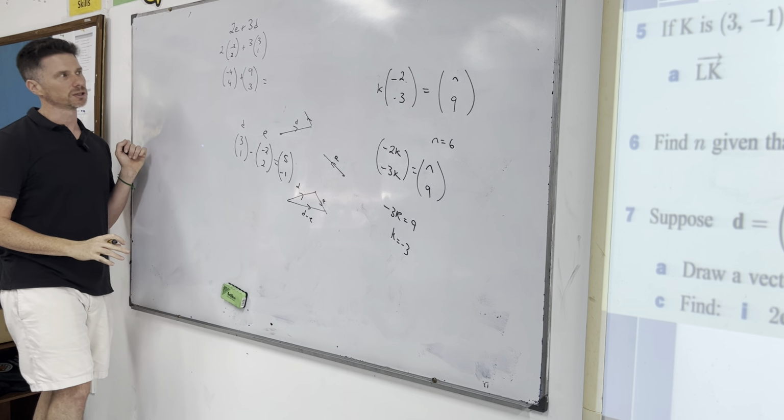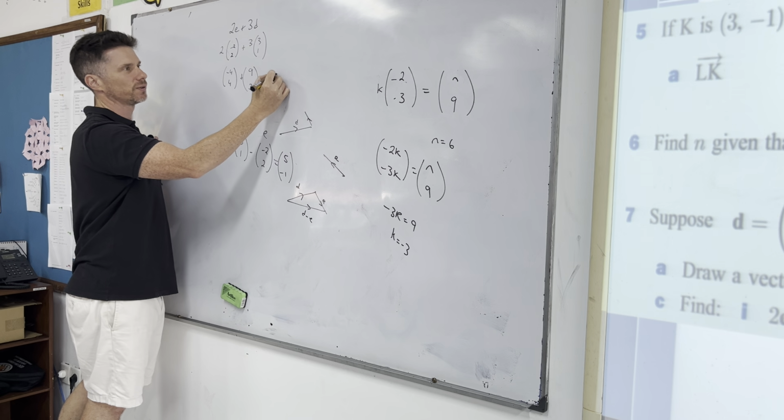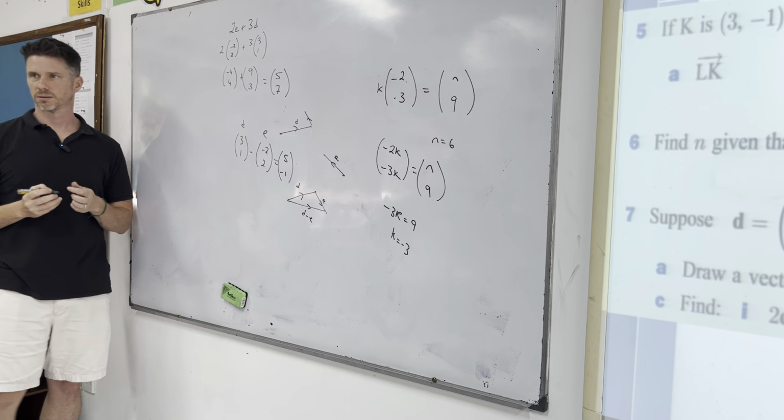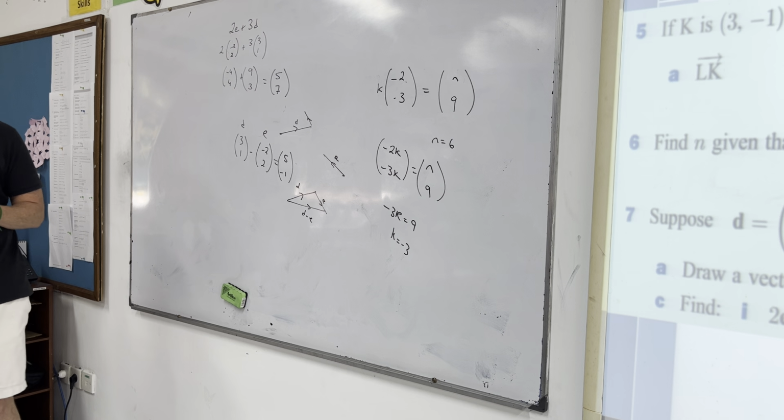So multiply first, then combine. Minus 4 plus 9 is 5. 4 plus 3 is 7, and that's it combined. So adding and subtracting, multiplying are quite straightforward.